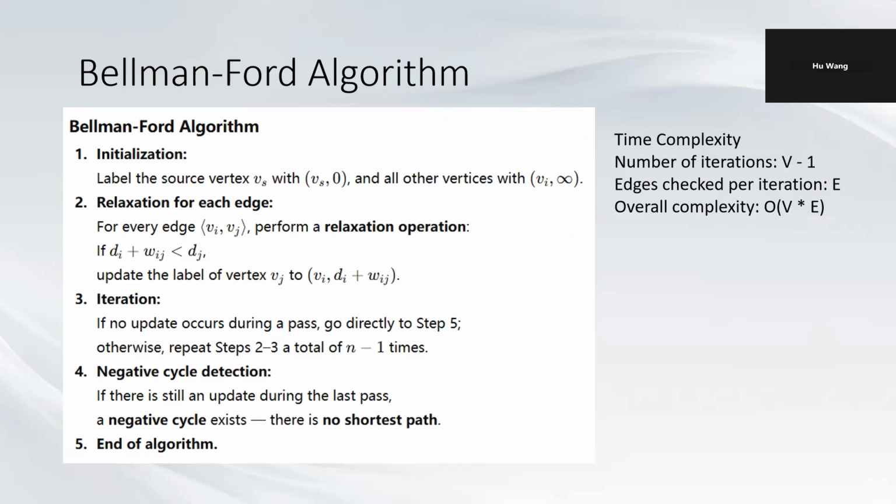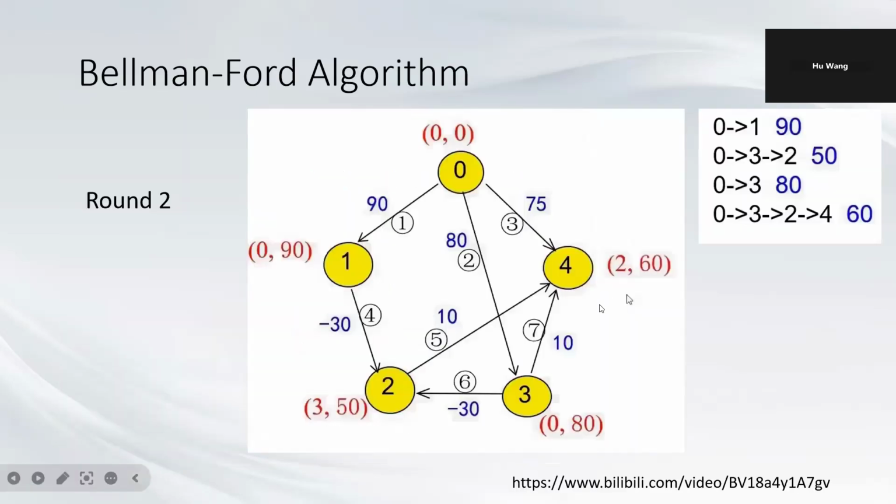For time complexity, the number of iterations will be V minus 1, and the edges checked per iteration will be E, so the overall complexity will be big O of VE. Before we move on, let's think about the Bellman-Ford algorithm. I was thinking about why it can guarantee a solution with just V minus 1 iterations, if there is no negative cycle for sure.